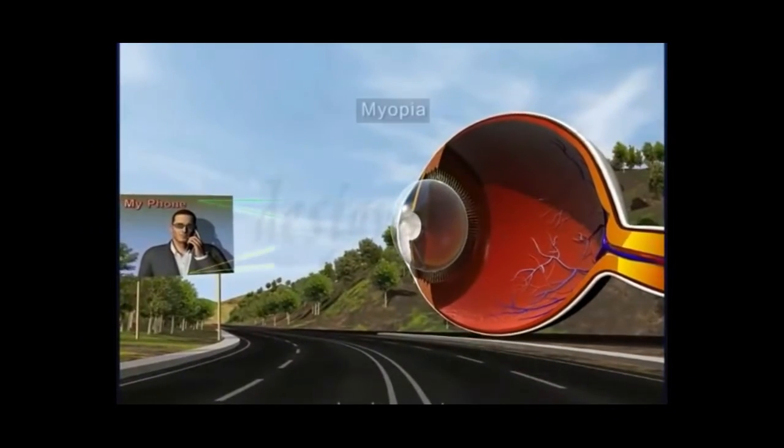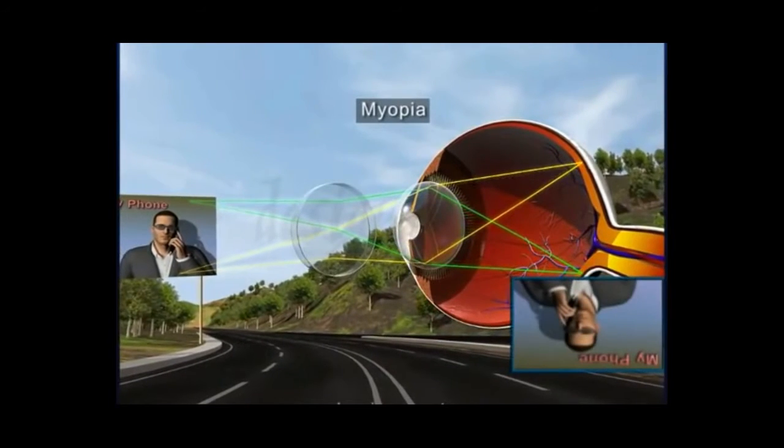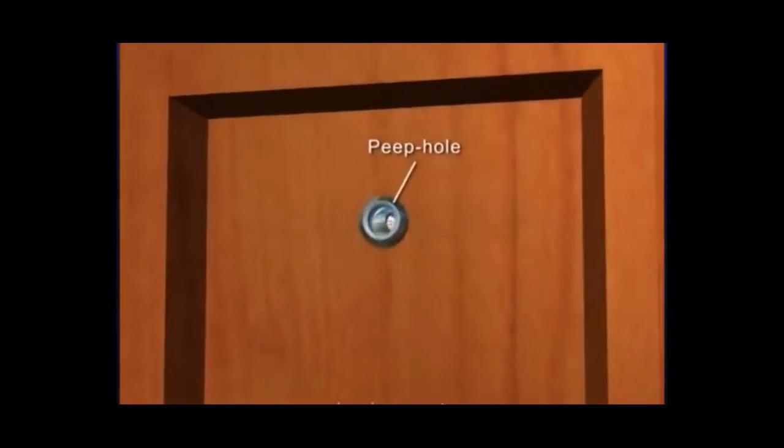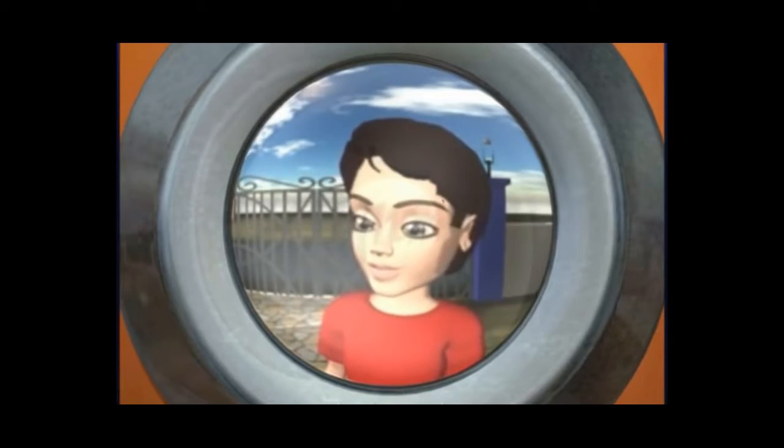Concave lenses are used to correct short-sightedness in people suffering from myopia. A concave lens is also used in peepholes of doors to get a minimized image of the person on the other side of the door.